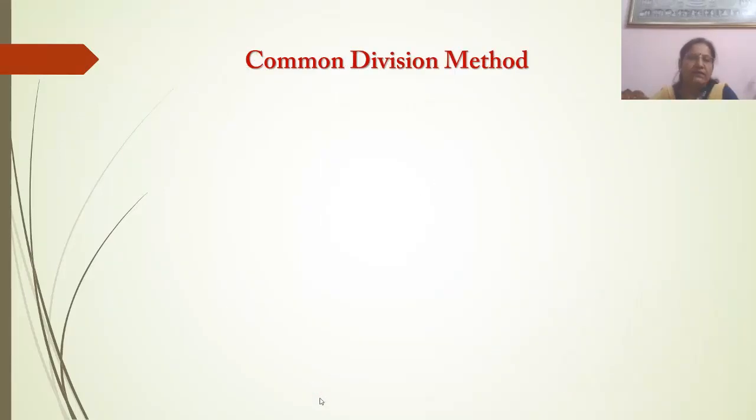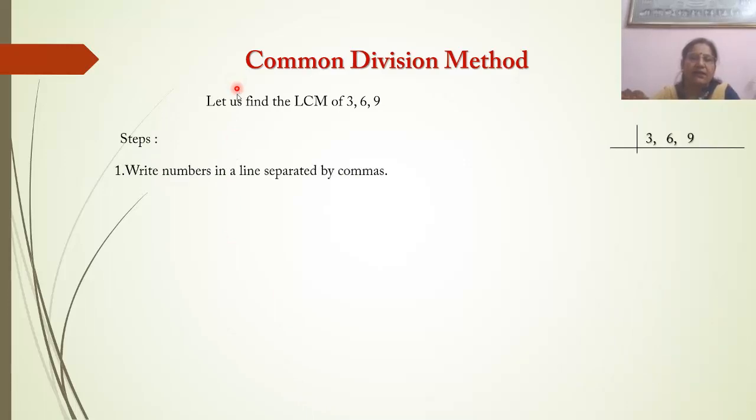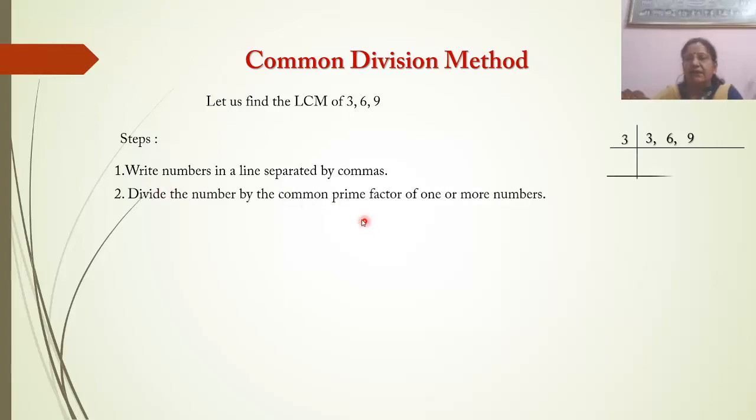Now we will learn another method, that is the common division method. Again we will take the same example, 3, 6 and 9. For that we will follow these steps. Let us know the steps. Write down the numbers in a line separated by commas. So we have written 3, 6 and 9 separated by commas, and then we will divide by one prime factor. So we divide by 3 and get the answer 1, 2 and 3.